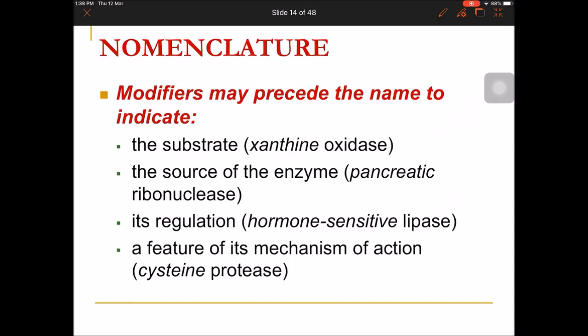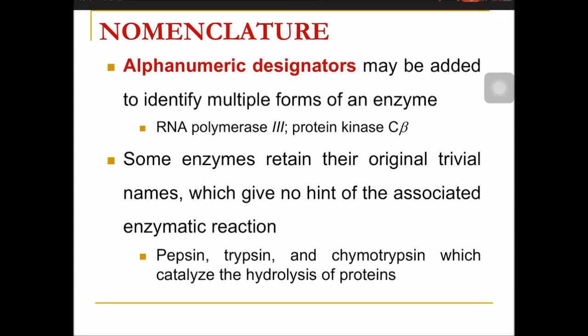Next, another way to name enzymes is based on modifiers. For example, we can name an enzyme based on the substrate that it targets, for instance xanthine oxidase, wherein this enzyme facilitates oxidation of the purine xanthine. Pwede ring source kung sino ang nagsesecrete, like for instance pancreatic ribonuclease, in which ang ribonuclease comes from the pancreas. Regulation, like hormone sensitive lipase, and then feature of its mechanism of action, like cysteine protease.